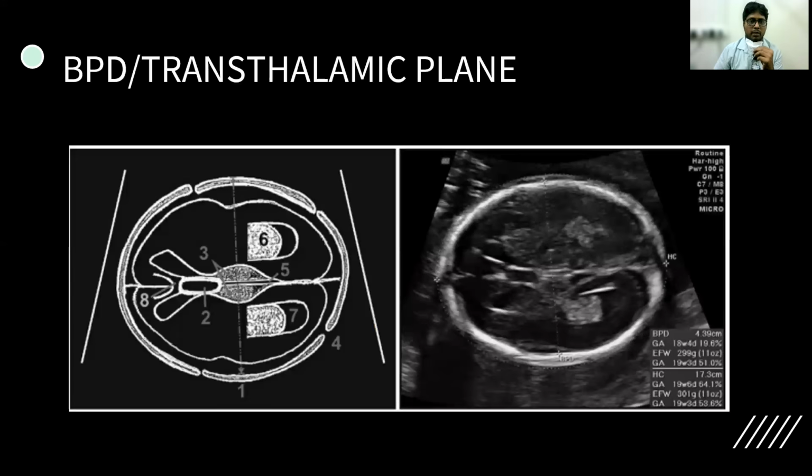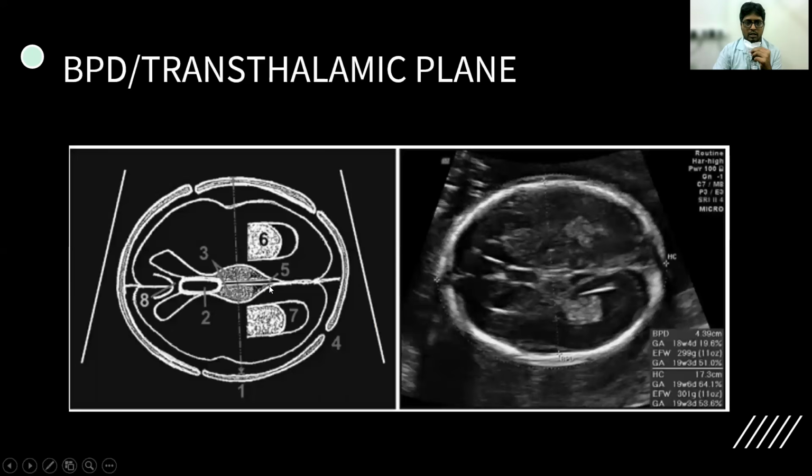Let's go to the first plane, which is nothing but the biparietal diameter plane or the transthalamic plane. Now this is the plane where you will see the thalamus, which is an arrow shaped structure.